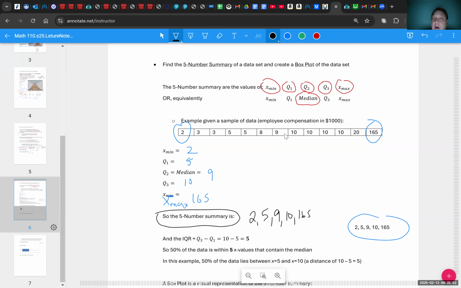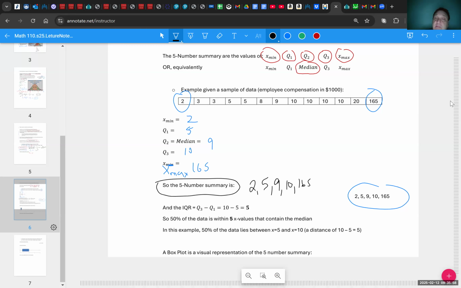The IQR, which we talked about towards the beginning of today's lecture, was Q3 minus Q1. So that's the formula for IQR, the interquartile range. It's Q3 minus Q1. Now we know what Q3 is. We know what Q1 is. It's 10 minus 5. So the IQR is 5. It's the distance, or the subtraction, between Q3 and Q1.